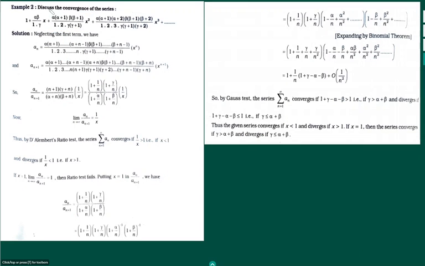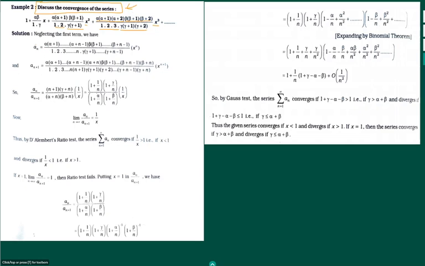Gauss test also. So discuss the convergence of this series: 1 plus alpha beta over 1 gamma x, plus alpha into alpha plus 1, beta into beta plus 1 over 1 into 2, gamma into gamma plus 1, x square, then alpha, alpha plus 1, alpha plus 2, beta, beta plus 1, beta plus 2 over 1, 2, 3, gamma, gamma plus 1, gamma plus 2, x cube, plus so on. So you have to discuss the convergence of this series.